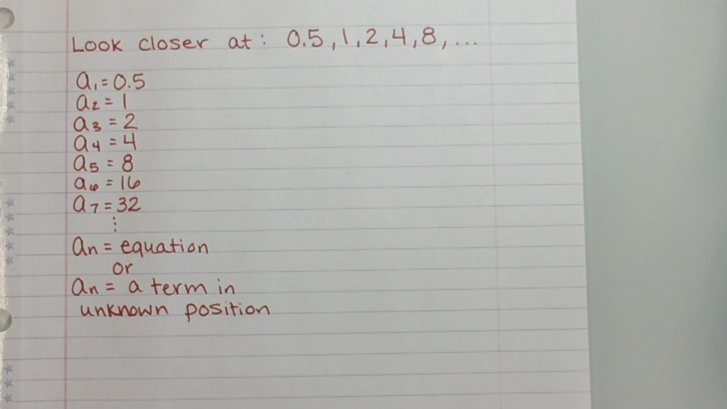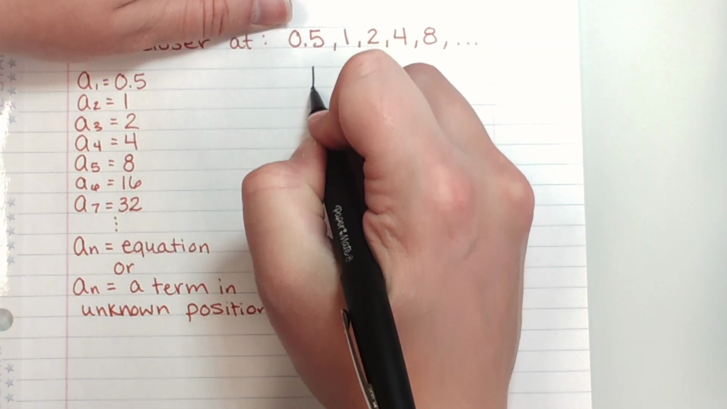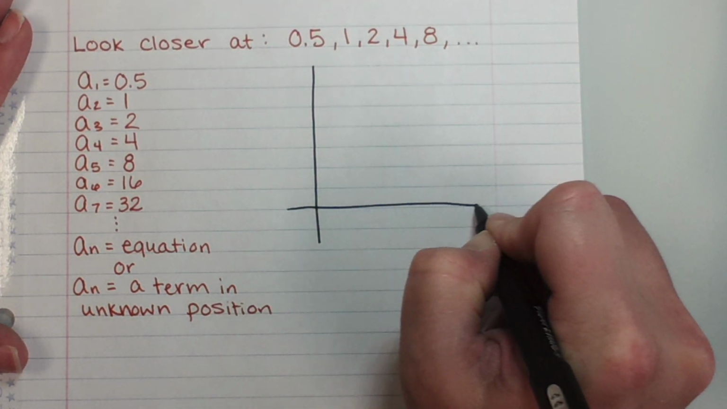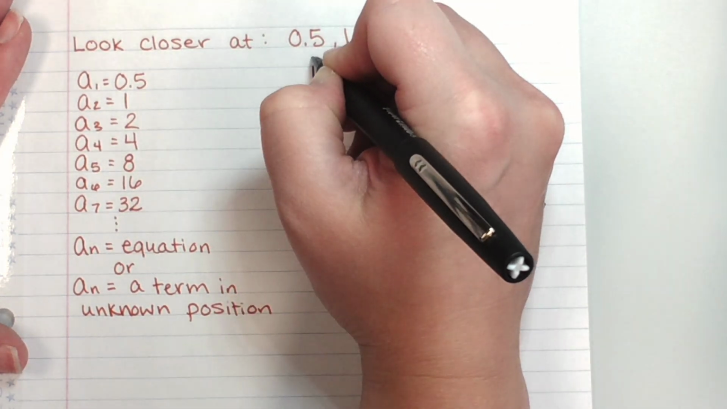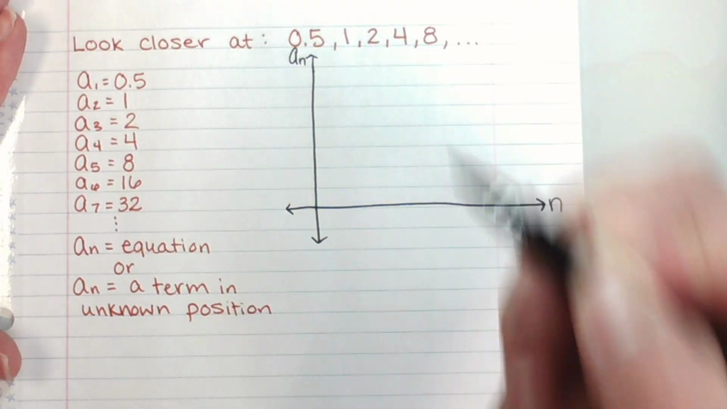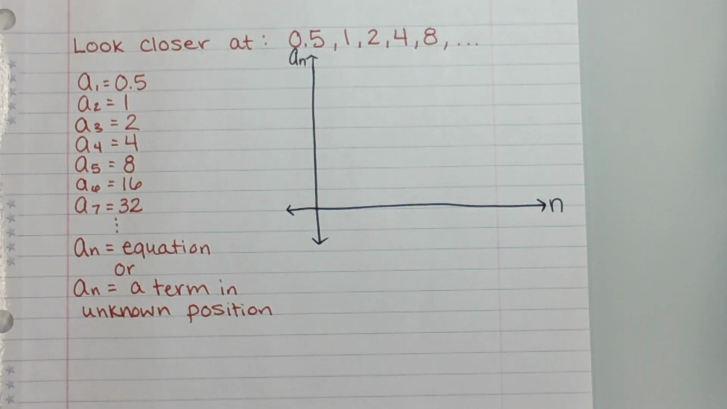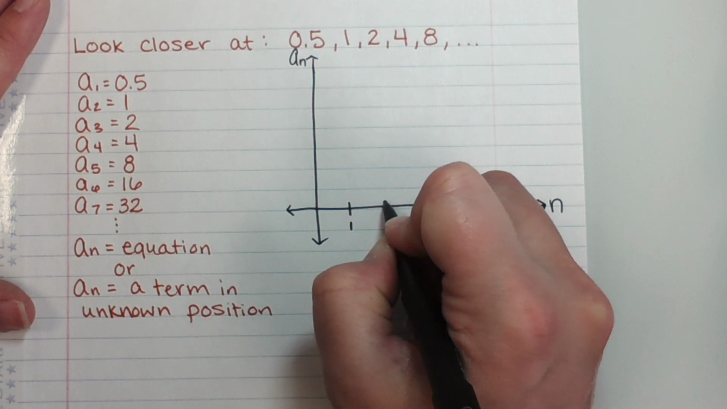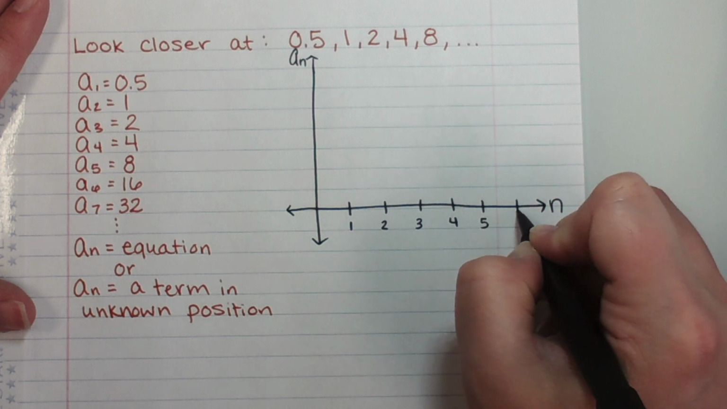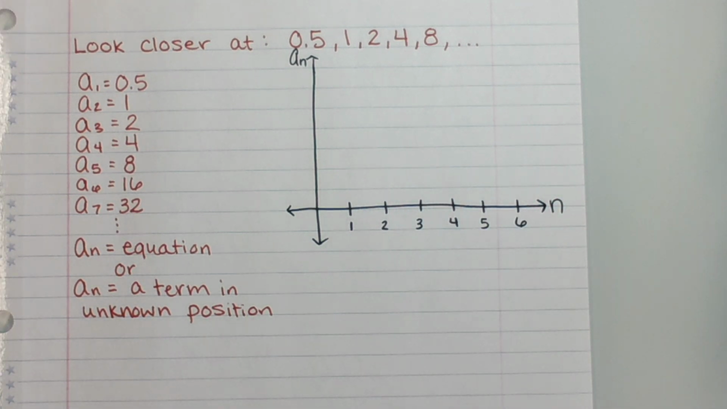Do I need a negative horizontal axis? No. Do I need a negative vertical axis? Not for this one. Some of them, yes. What's the name of my horizontal axis? Vertical? A sub n. Numbers I put along the horizontal are the counting numbers. I guess I'm going to fit 1 through 6. Oh well, good enough. If I'm fitting 1 through 6, I have to go up to at least 16.